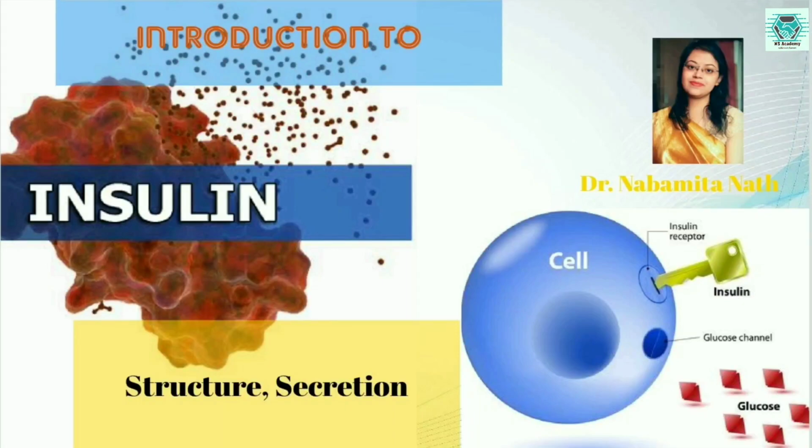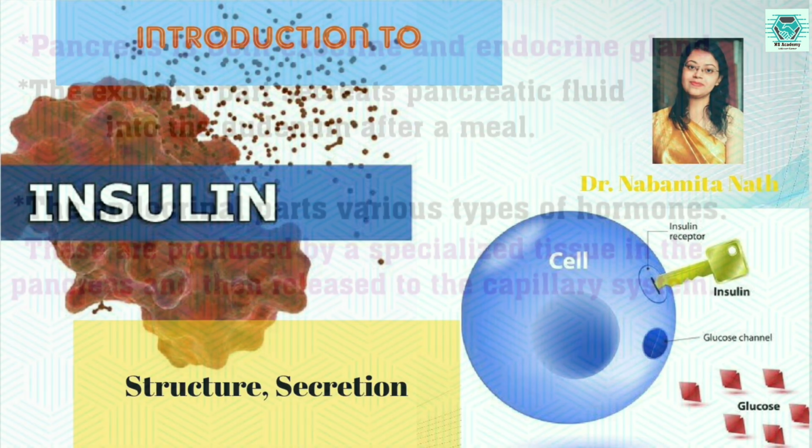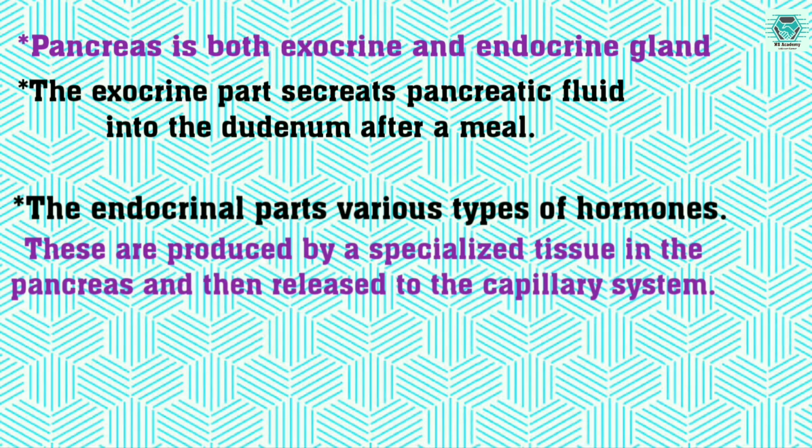Today I will discuss an important endocrine gland, which is the pancreas. Generally, the pancreas is both an exocrine and endocrine gland. The exocrine part secretes pancreatic fluid into the duodenum after a meal, and the endocrine part secretes various types of hormones.